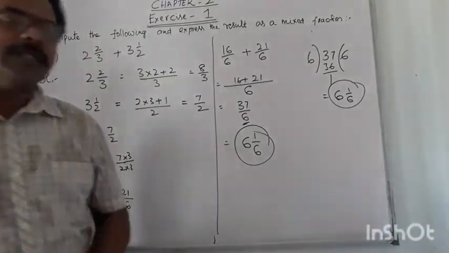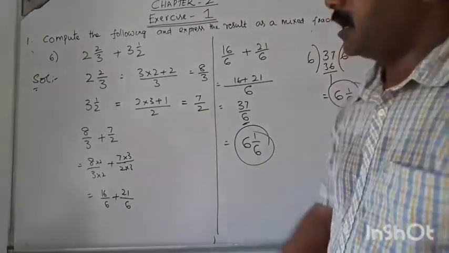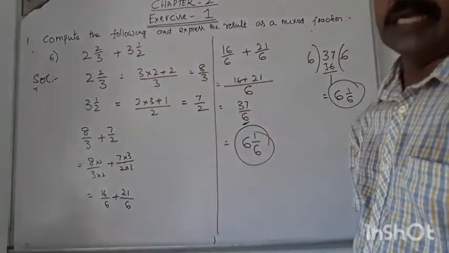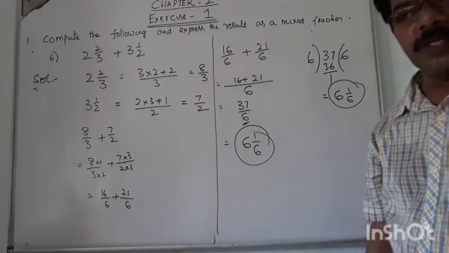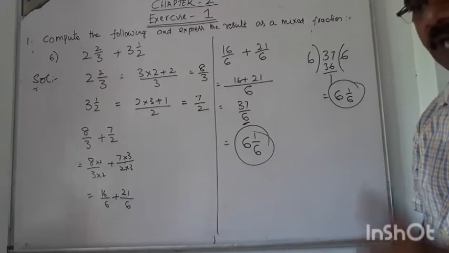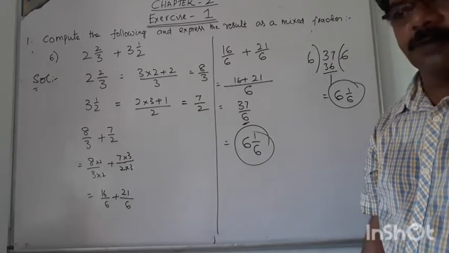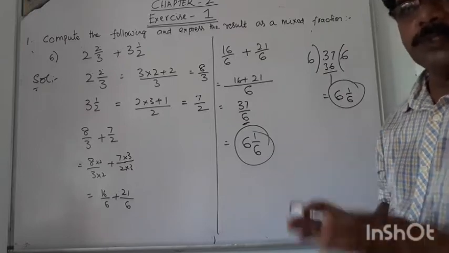Okay. So this is the first Roman in the first exercise. Compute the following and express the result as mixed fractions. After completion of these sums, we shall go for the second Roman. Please pause the video and note down the sums. While noting down the sums, you have to pause the video. Then the screen should be clear, you can identify the sums, and you can do them.